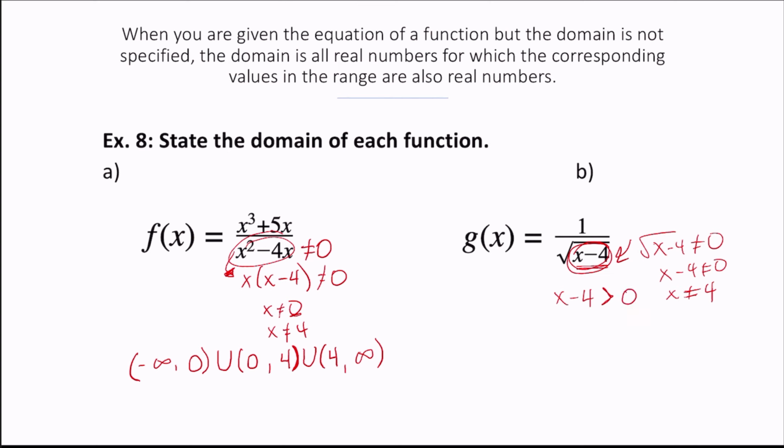So for what values of x is the part in the square root positive, greater than 0? That's for all values greater than 4. Not equal to 4, because that would give us the denominator of 0, and not less than 4, because that would give us values that are negative, and we can't take the square root of a negative. So all values that are greater than 4 in interval notation is going to be from 4 to infinity. Again, with parentheses, because we don't want to include 4.